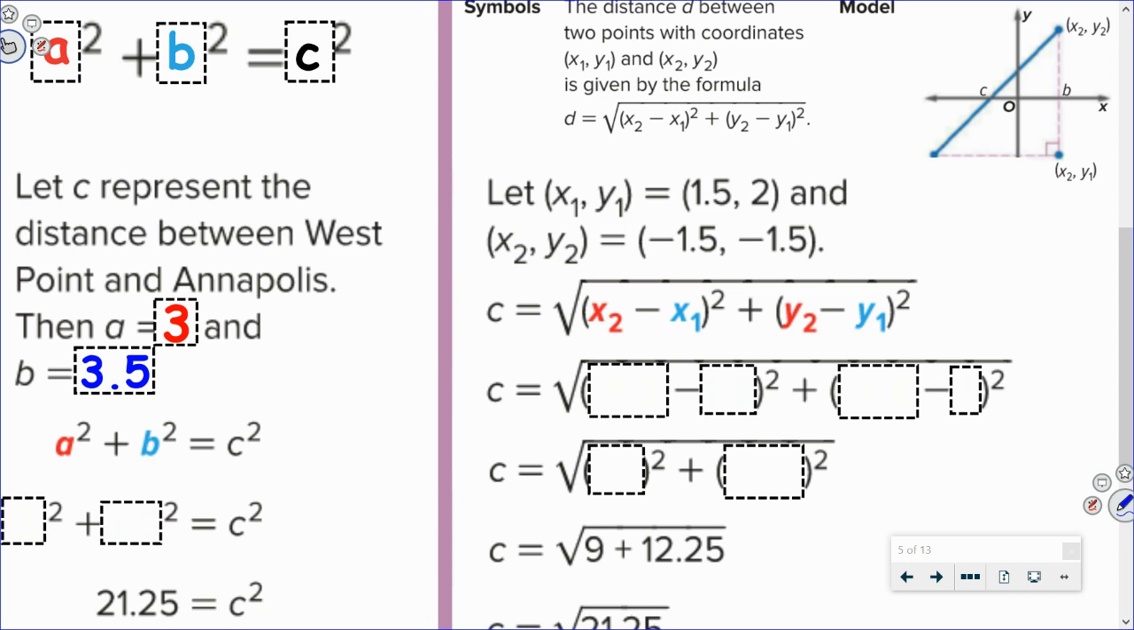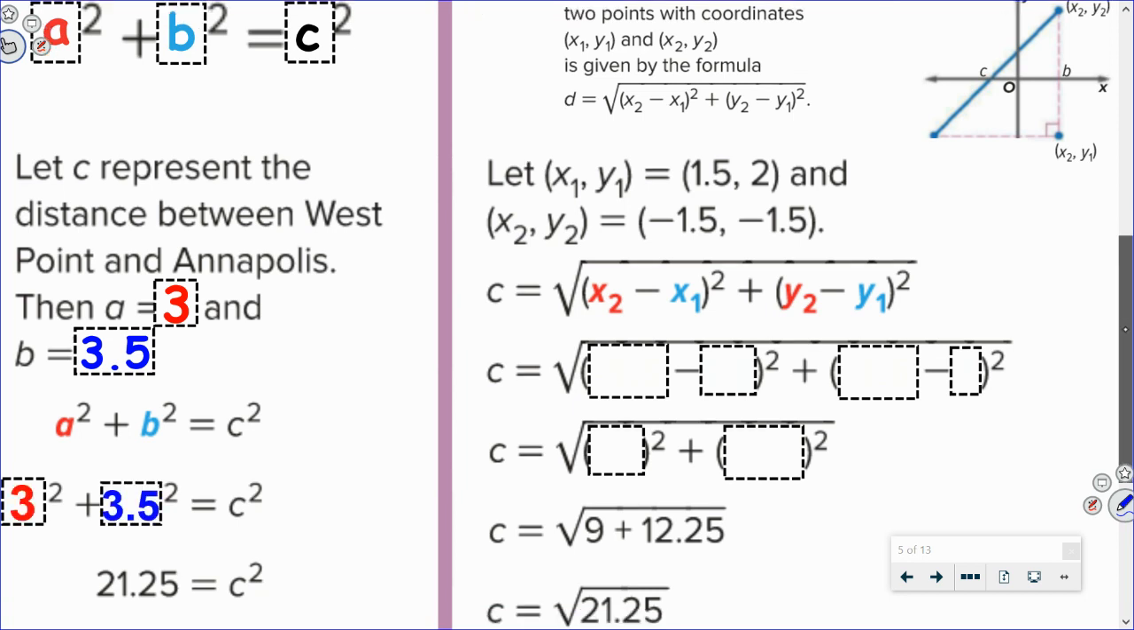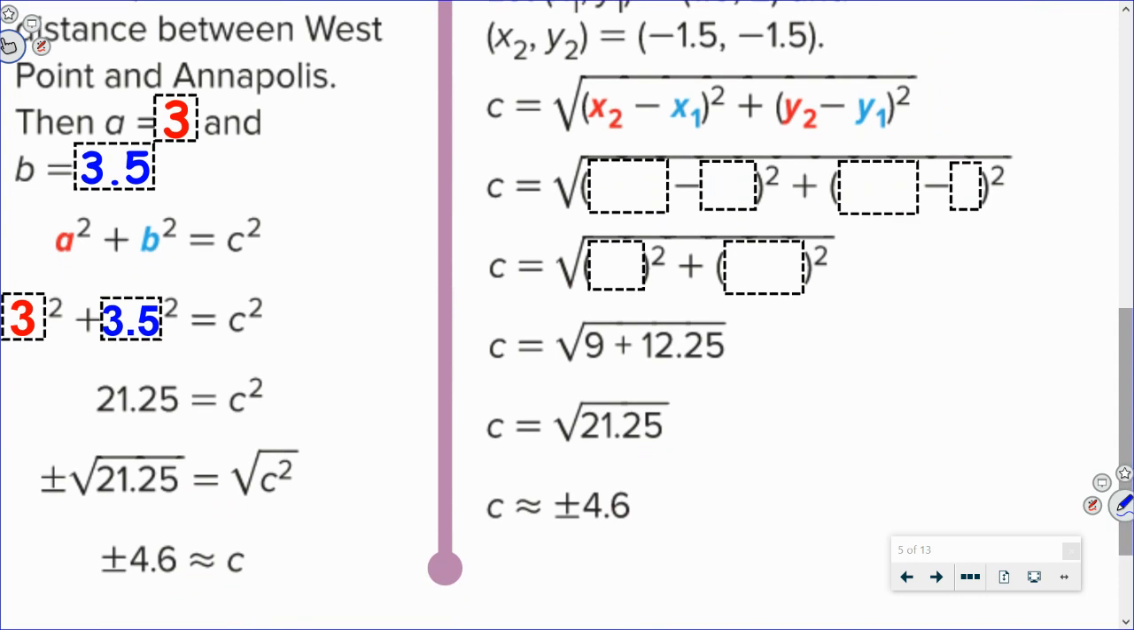I can take each of those numbers and substitute them in. 3 squared is 9, 3.5 squared is, actually I don't know what 3.5 squared is, but I do know the calculator will be an appropriate tool to add these two numbers together to get 21.25. However, that's still the square of c. So to get rid of add, we subtract. To get rid of multiply, we divide.